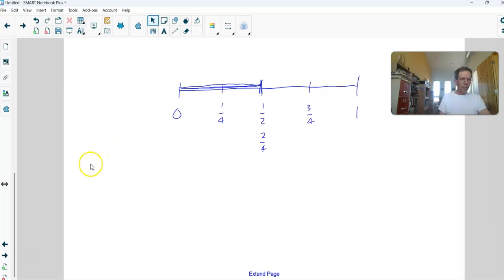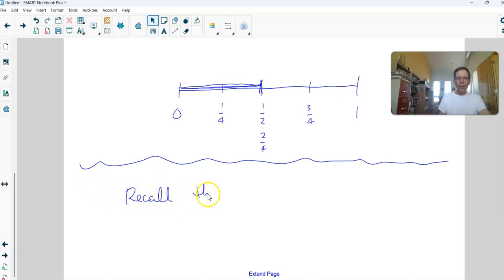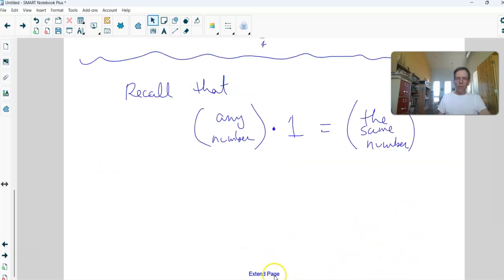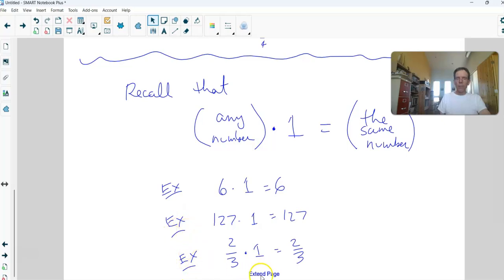And just to give you an idea how you could find some more equivalent fractions, it has to do with multiplication by 1. So recall that if we take any number and we multiply it by 1, we get the same number, right? Doesn't change the number. So for instance, if we have 6 times 1, we get 6. If we take 127 times 1, we get 127. If we take 2/3 and we multiply it by 1, we get 2/3 again. So these are different examples of multiplying by 1. Okay, really easy, right? Basic idea.